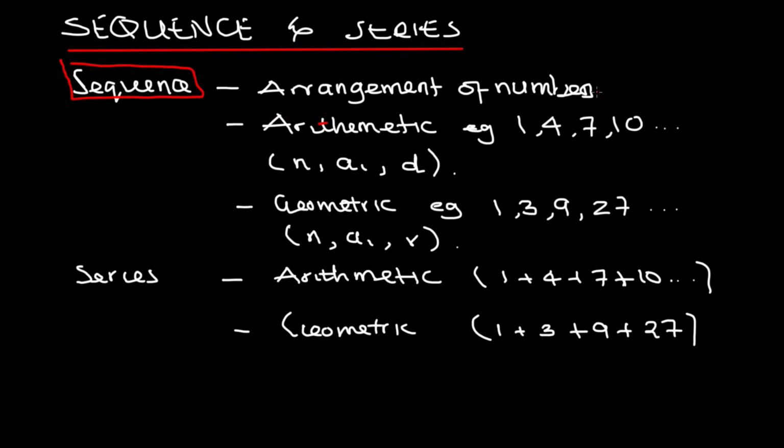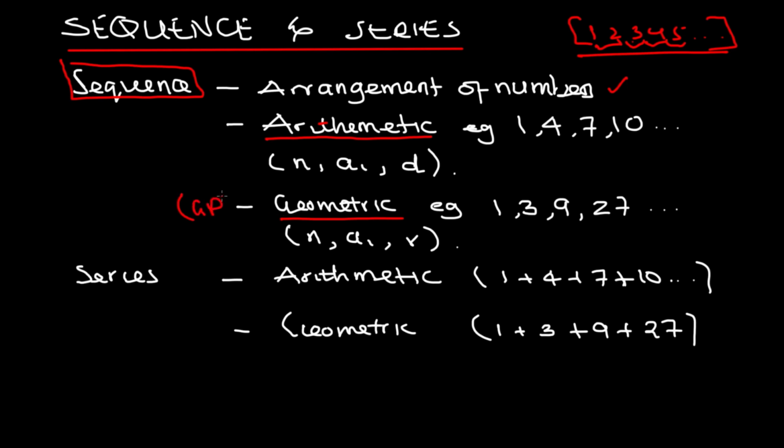So a sequence is an arrangement of numbers. It could be 1, 2, 3, 4, 5, like that. That's an arrangement of numbers. Now, in going deeper to check the relationships between these numbers, how are they growing going forward? We can discover that they can either be an arithmetic progression or a geometric progression. This one we call GP and this one we call AP.